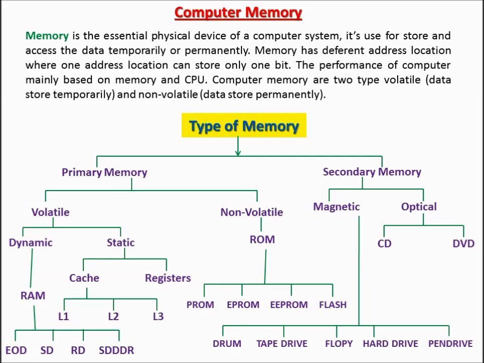Secondary memory is of two types: magnetic and optical. Magnetic memory includes drum, tape drive, floppy, hard drive and pen drive, etc. And optical includes CD and DVD.